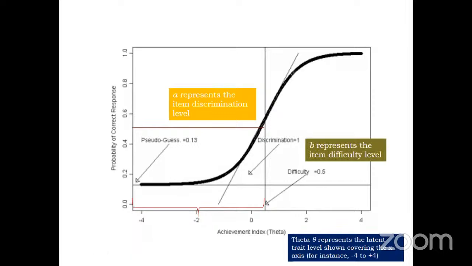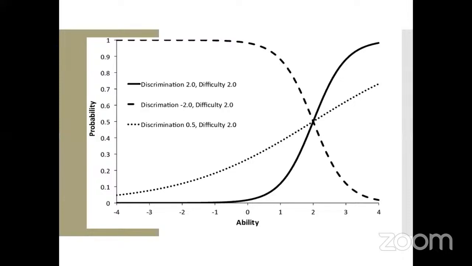Okay. So A represents the item discrimination level, B represents the item difficulty level, and C represents the guessing parameter for dichotomous items. Okay. These are some other depictions of the discrimination and difficulty level. Here also you can see that for 3 items, all of them have a difficulty level of 2.0. And the discrimination level is actually differing. For the first one, the continuous black line which you are seeing, it is +2, okay, which is a good one. For the second one, this dotted line, it is -2.